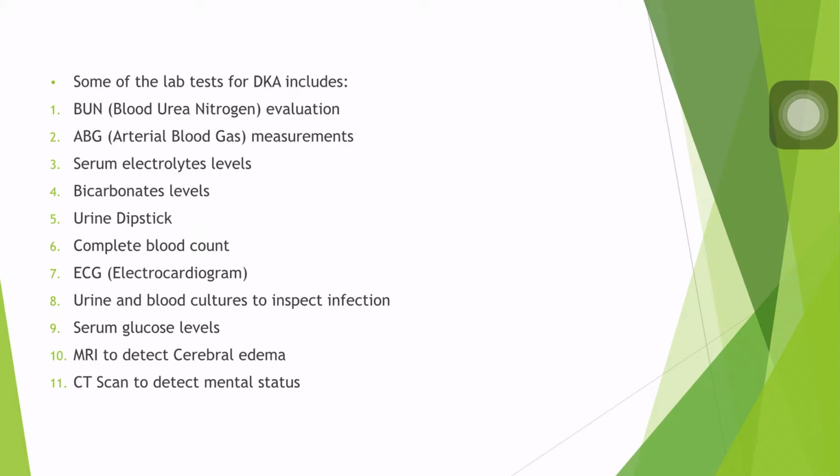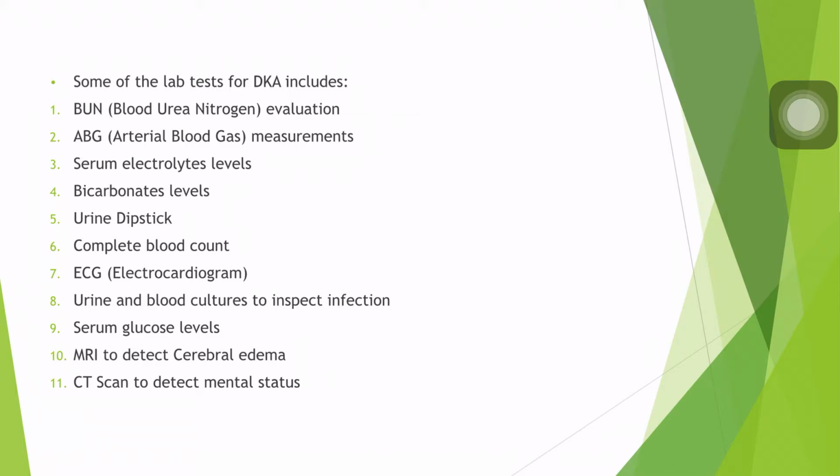So let's see some of the lab tests for diagnosing diabetic ketoacidosis. Number 1 is a blood urea nitrogen evaluation, then arterial blood gas measurements, serum electrolyte levels, bicarbonate level, urine dipstick method, complete blood count, and electrocardiogram. That is very important because of the anion gap, or due to hyperkalemia there may be some kind of fluctuations.